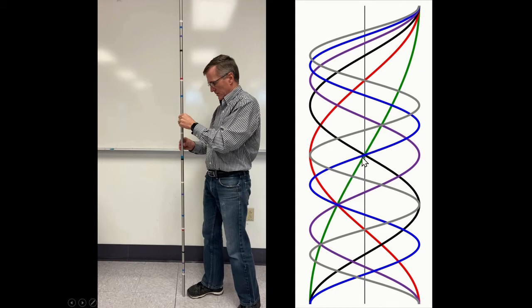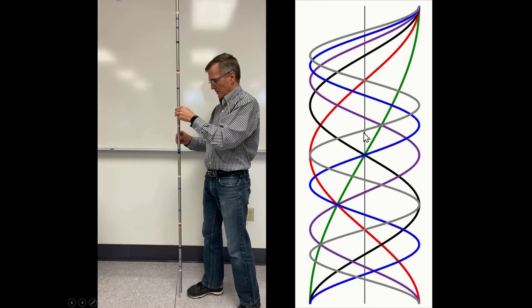But if I hold in the middle, the black, blue, and green waves all have nodes right there in the middle. So only those waves could continue to go. The red and the gray and the violet didn't have nodes right there, so I would stop those. And you could hold at different nodes, like this.